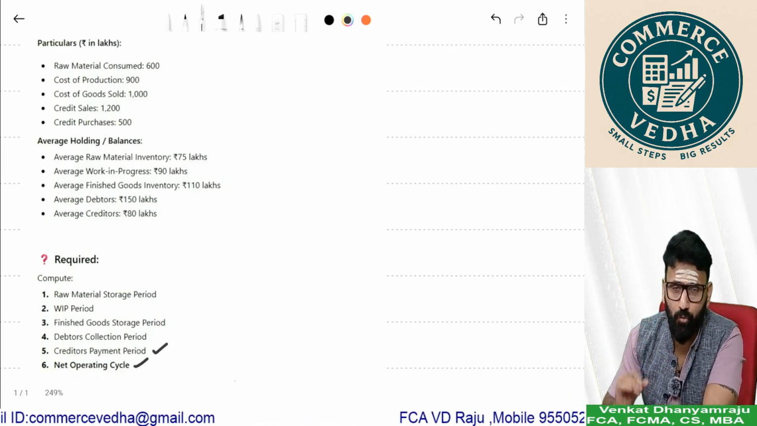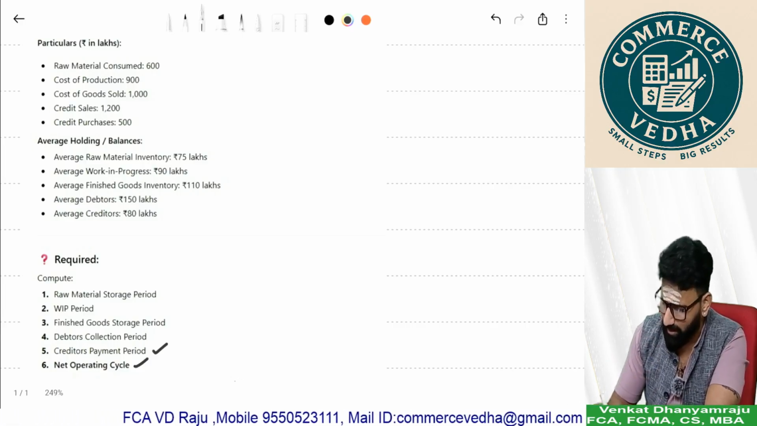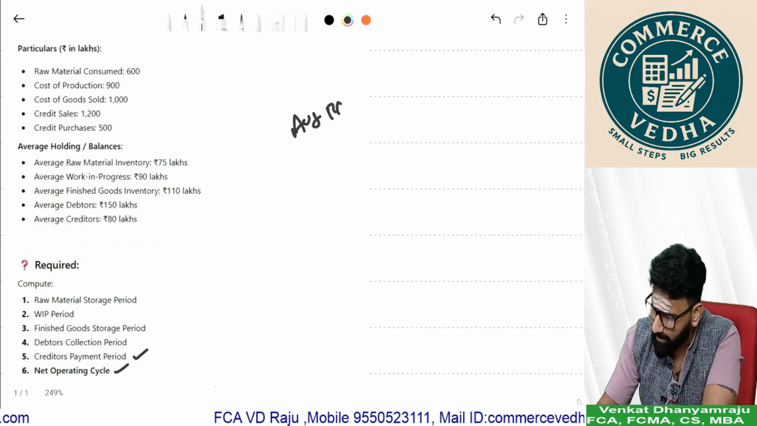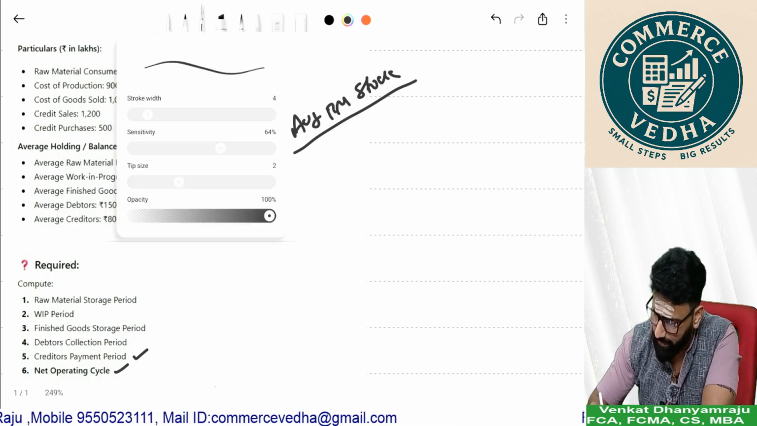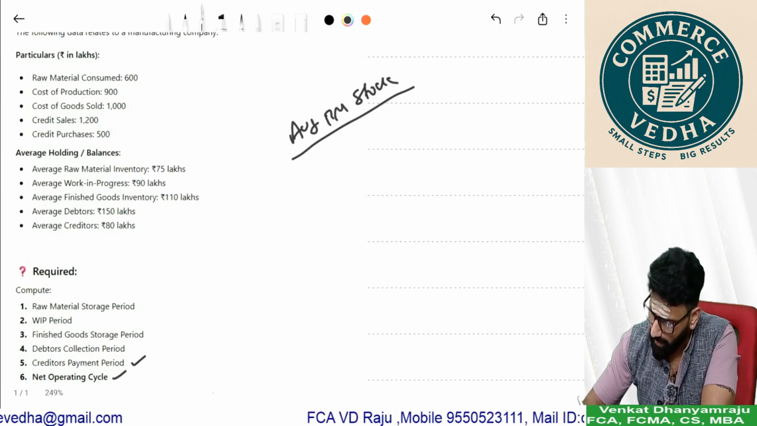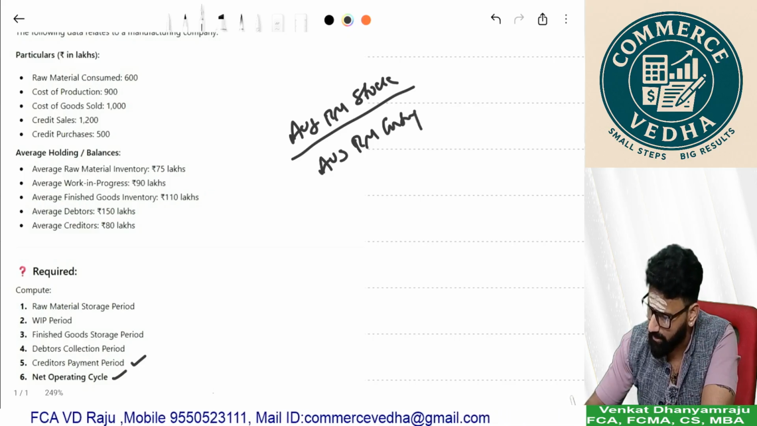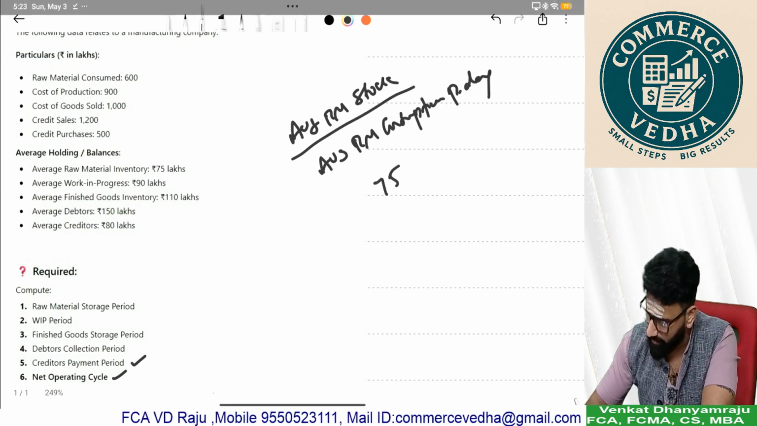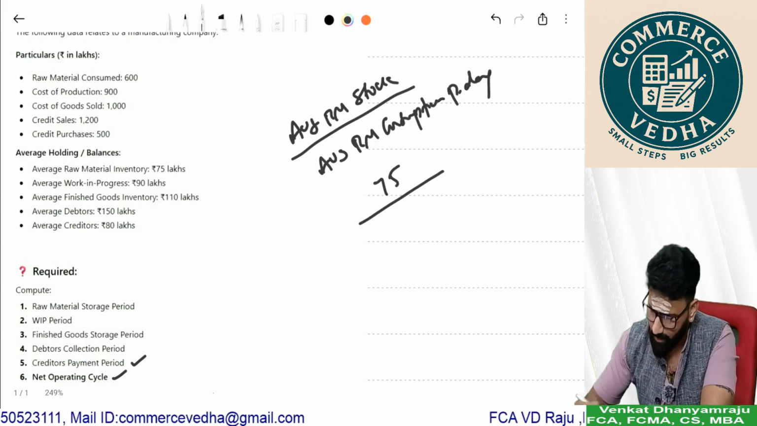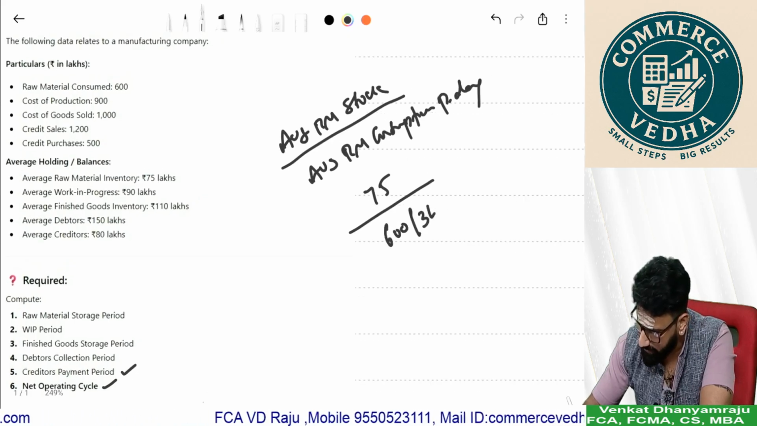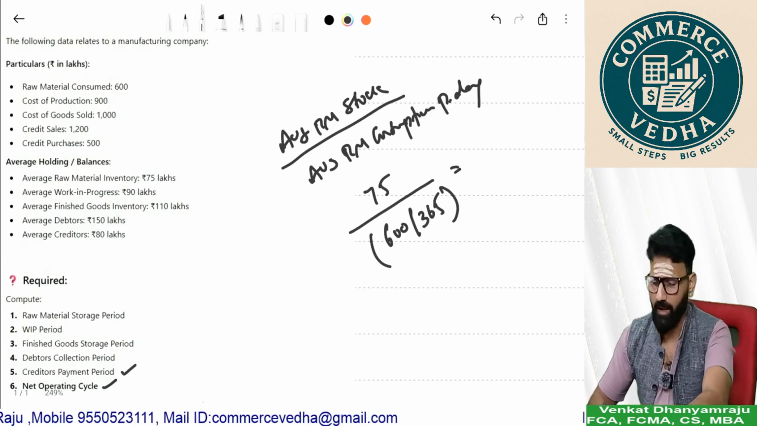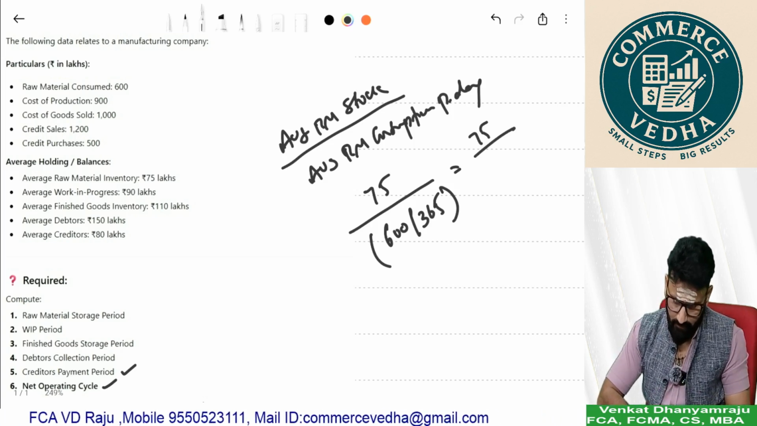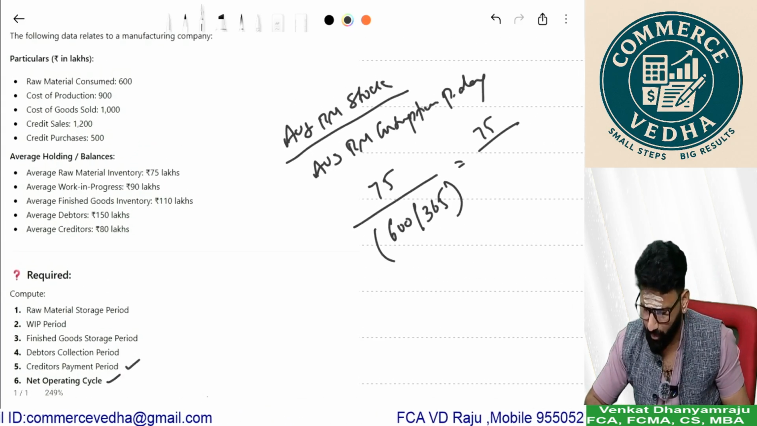So based on the information, now what should we do? We should compute the net operating cycle. First, you have raw material consumption days. So the formula is average raw material stock divided by average raw material consumption per day. If you see, average raw material stock given here is 75 lakhs, and average raw material consumption per day is overall raw material consumed 600 divided by 365. Number of days in a year is not given anywhere, so we go with 365 only.